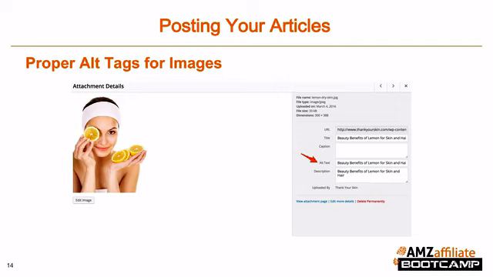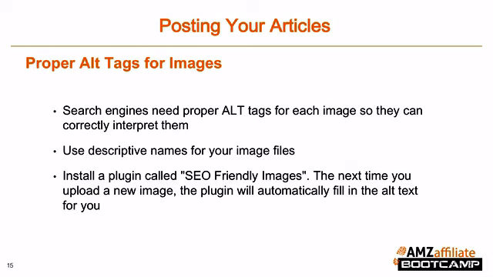One thing you'll also want to do before you post your content and make it live is to have proper alt tags for images. So search engines can't see your images when they look at your website. They look at your images and they see the alt tags, which is why we need to have proper alt tags or alternative tags for each image so they can know what the image is supposed to be about. Make sure that all the images that you insert into your post have proper alt tags.